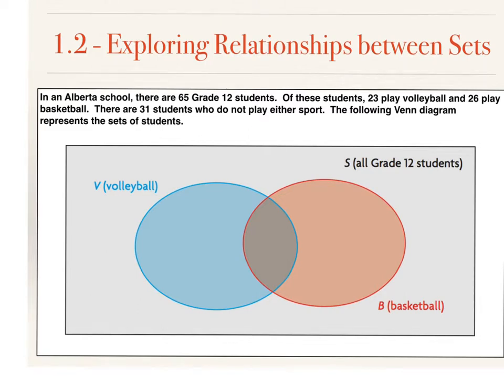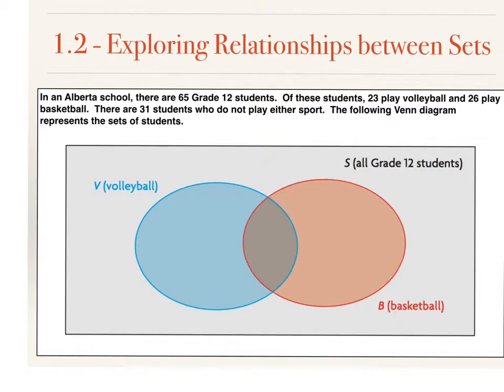This type of problem here, if we read it, it says in an Alberta school there are 65 grade 12 students. Of these students, 23 play volleyball and 26 play basketball. There are 31 students who don't play either sport. The following Venn diagram represents the sets of students.